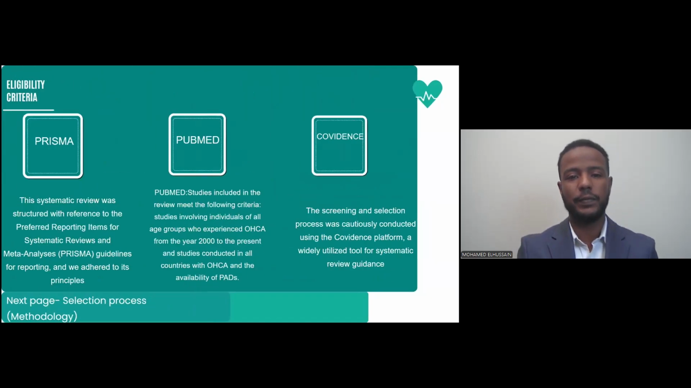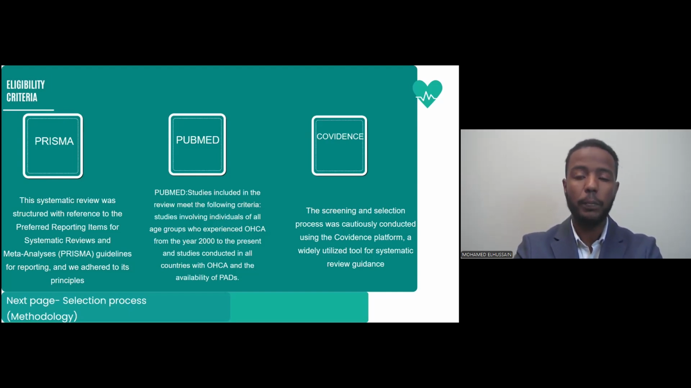First is the eligibility criteria, which is divided into 3 main components as displayed on the screen: PRISMA, PubMed, and Covidence. What is PRISMA? The systematic review was structured with reference to the Preferred Reporting Items for Systematic Reviews and Meta-Analyses, also known as PRISMA guidelines for reporting, and we adhere to its principles.